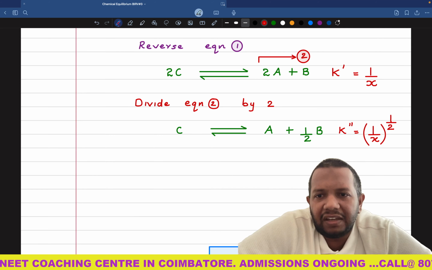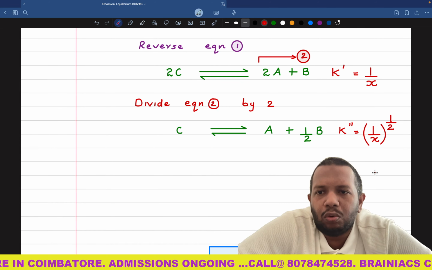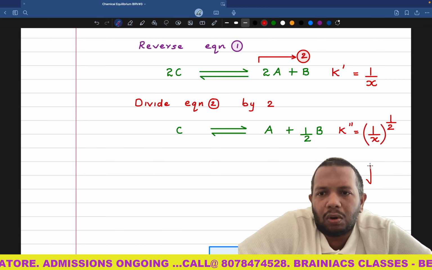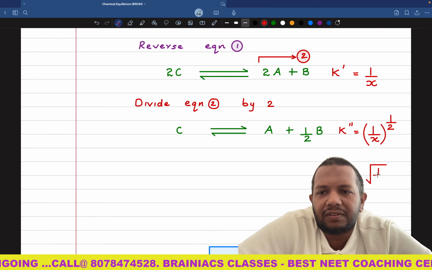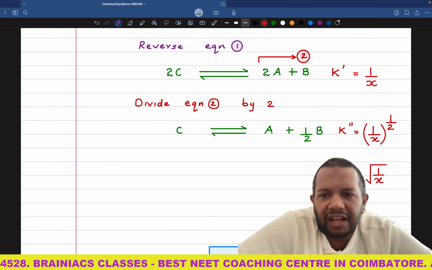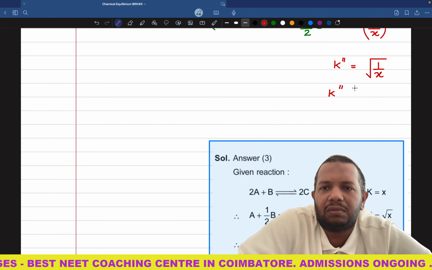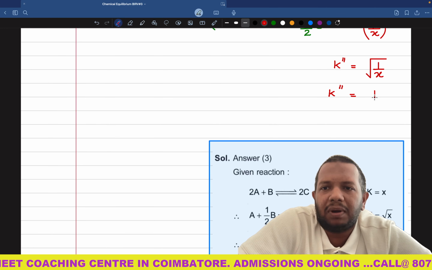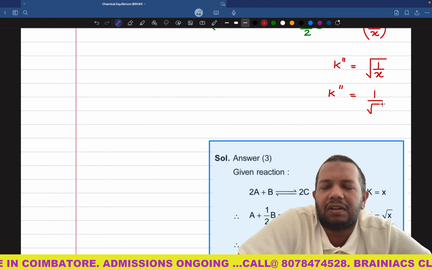Or we can write K double dash is equal to root of 1 by x. Root of 1 by x. Or we can say K double dash is equal to 1 by root x. This would be the equilibrium constant of that particular reaction.